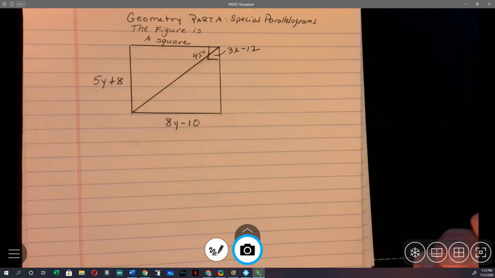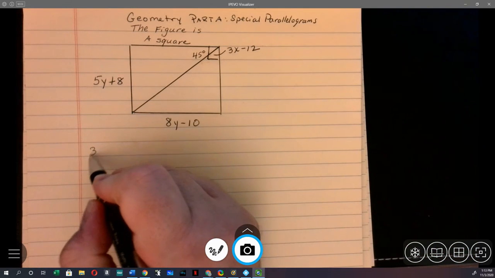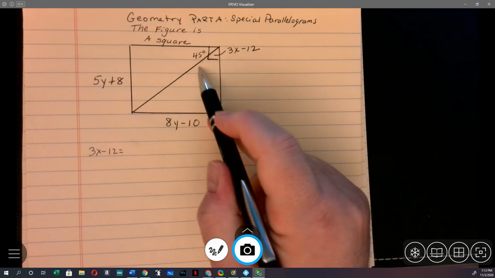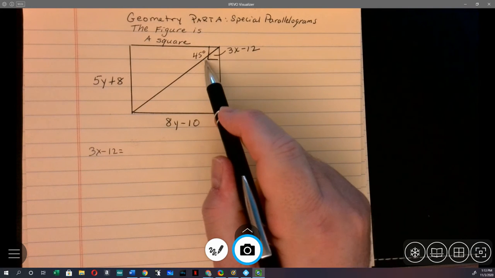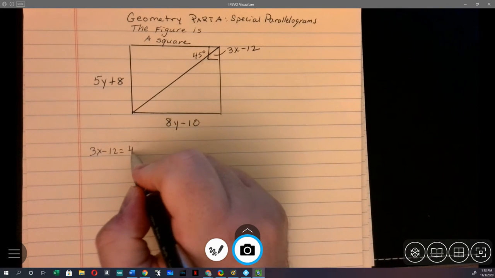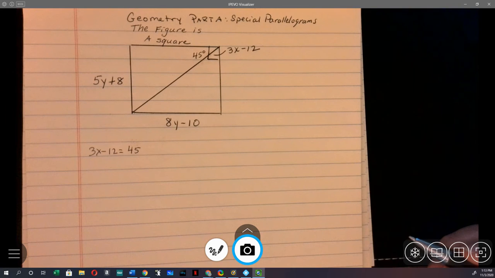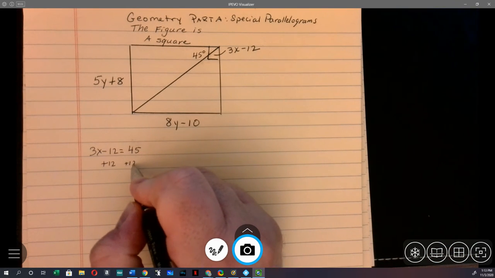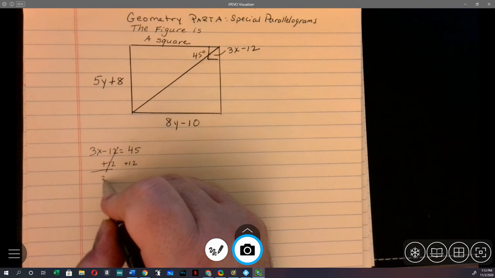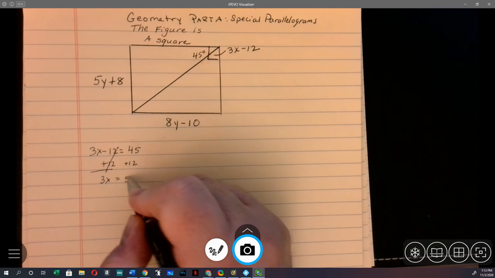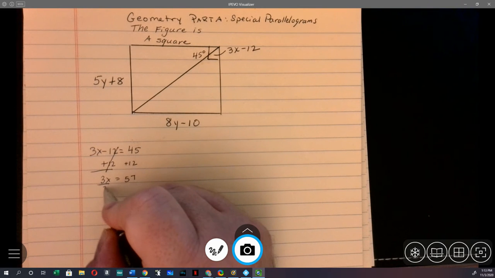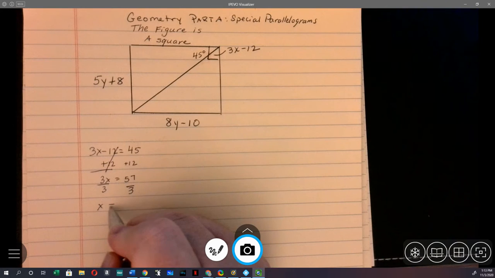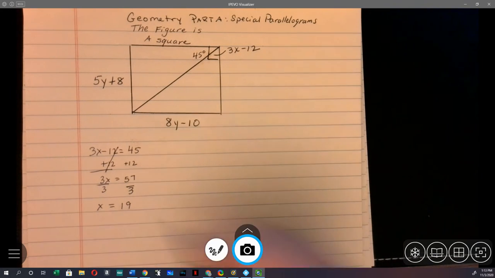So in order to find x, we're going to write our equation. And it's going to have to equal, because it's a bisector, these two angles have to equal. So it's going to be 45 degrees. And so now it's just a two-step equation. We're going to add 12 to each side, giving us 3x equals 57. And then yes, that is divisible by 3. And so I know that x is going to equal 19.